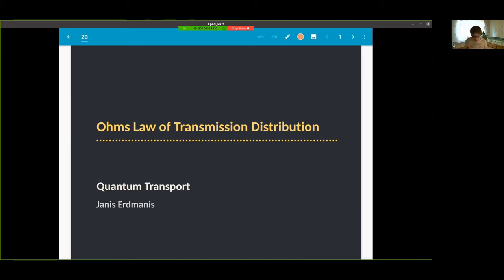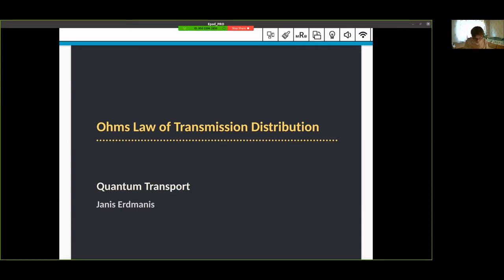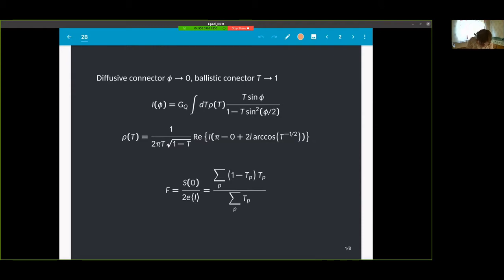So the second exercise is about using the formula we obtained in the first exercise. In this exercise, what we have is the following: a diffusive connector, and a ballistic connector. On each of them, there is some phase drop. For the diffusive connector, we say that the phase drop is theta. And for the ballistic connector, we say it's phi minus theta.